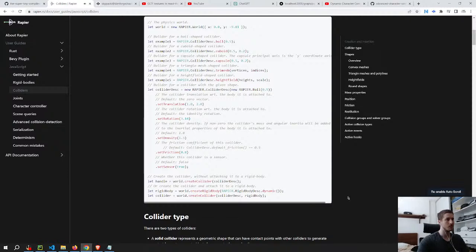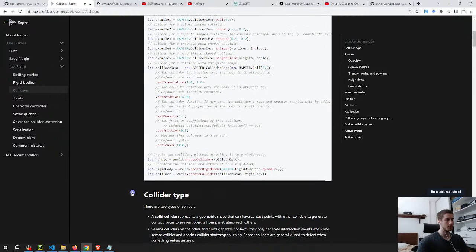Builder for a collider with a given shape: let colliderDesc = new Rapier.ColliderDesc(new Rapier.Ball(0.5)). The collider translation, with respect to the body it is attached to, defaults to the zero vector: .setTranslation(1.0, 2.0). And the collider rotation is also with respect to the body it is attached to.